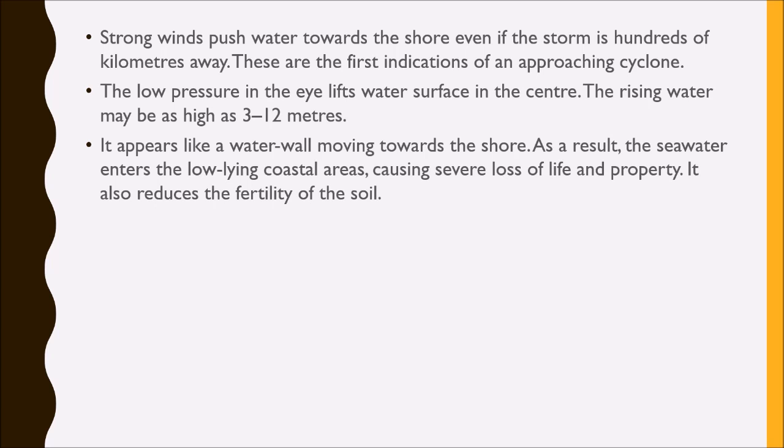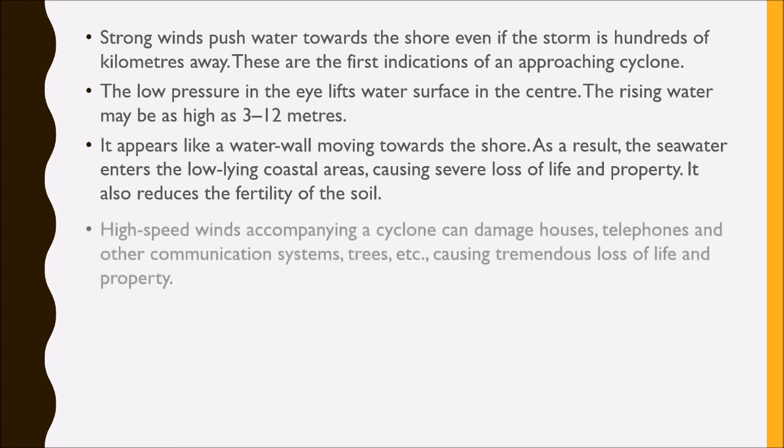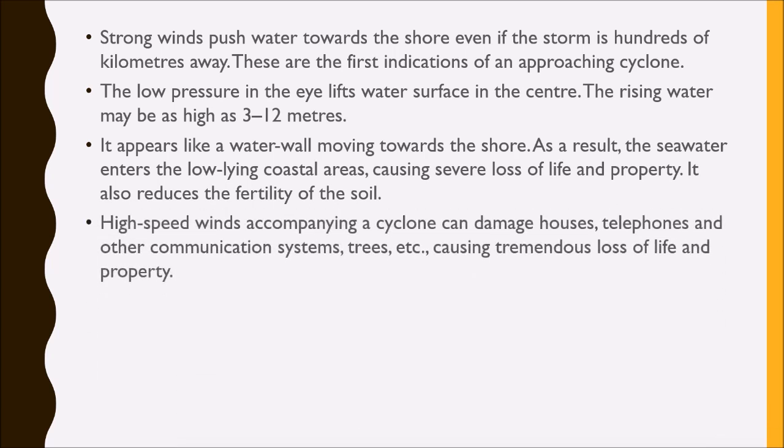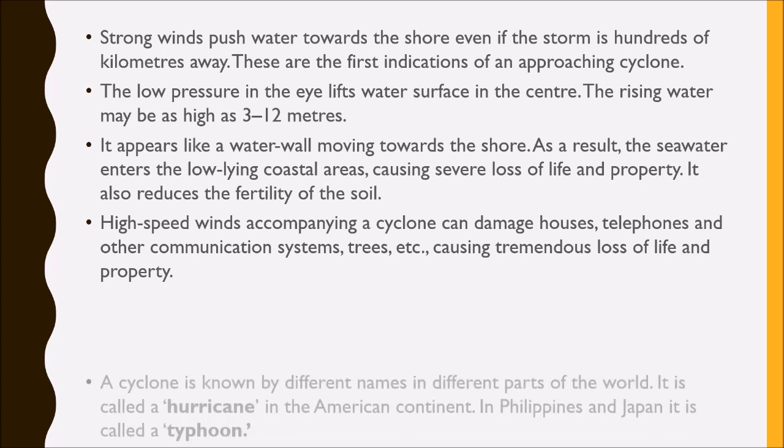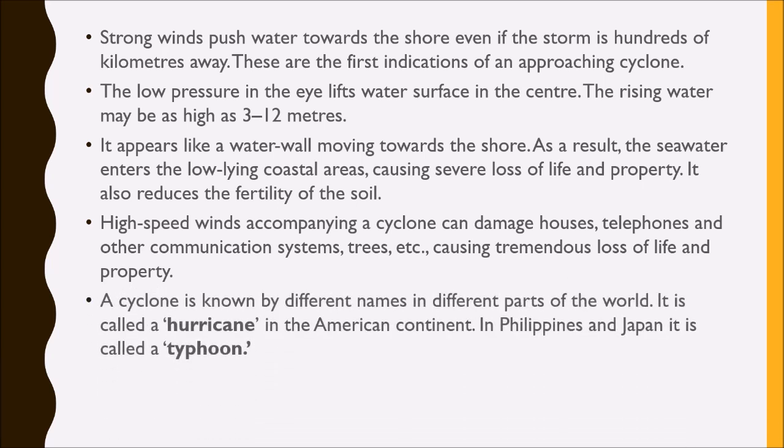As a result, the sea water enters the low-lying coastal areas, causing severe loss of life and property. It also reduces the fertility of the soil. High-speed winds accompanying a cyclone can damage houses, telephones and other communication systems, trees, etc., causing tremendous loss of life and property. A cyclone is known by different names in different parts of the world. It is called a hurricane in the American continent. In the Philippines and Japan, it is called a typhoon.